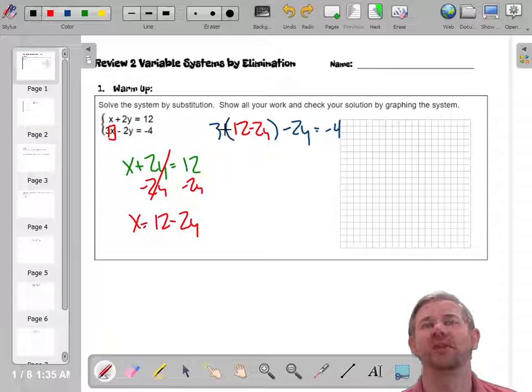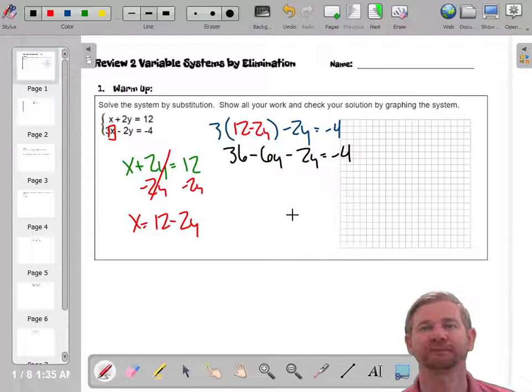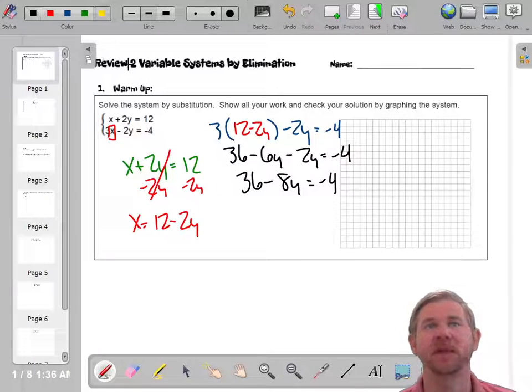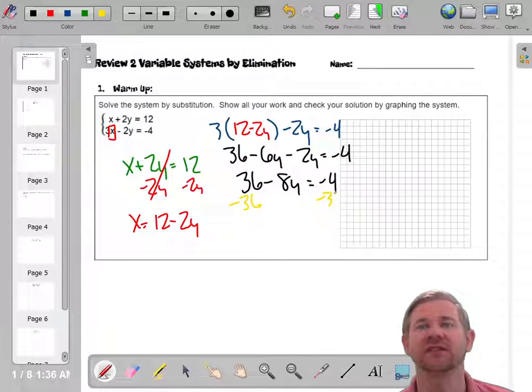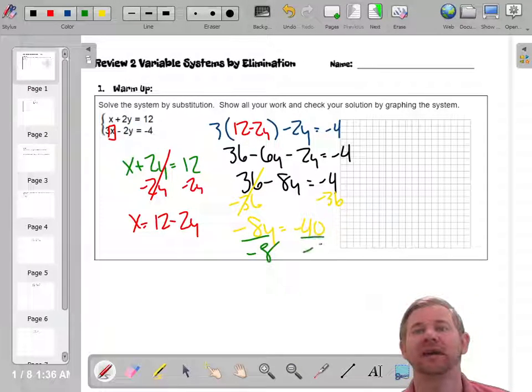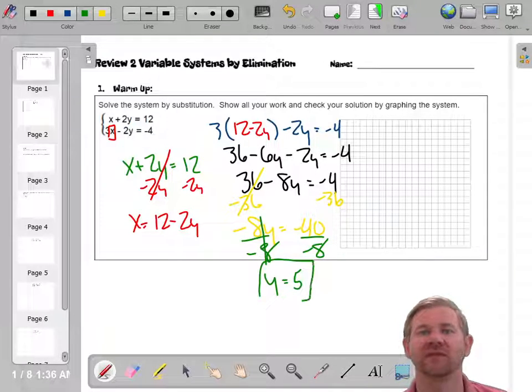To do that, I'm going to distribute. 3 times 12 is 36. 3 times 2y is 6y, and then we still have minus 2y equals negative 4. 36 minus 6y minus 2y, those are like terms. Negative 6 and negative 2 make negative 8. Now we have a two-step equation. We're going to leave y on this side and move the 36 to the other side. Negative 8y equals negative 40, since negative 4 and negative 36 make negative 40. And last, we'll divide by negative 8. So y equals, a negative divided by a negative is a positive, 5.